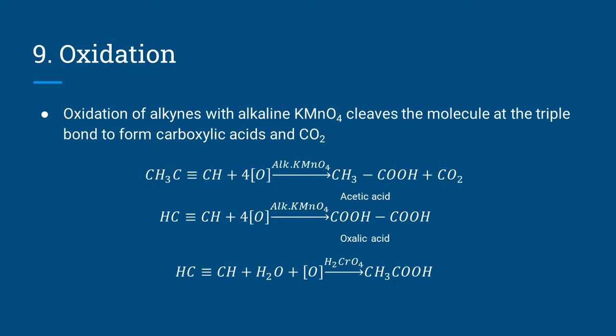Now let us see about oxidation reactions. Alkynes on oxidation with alkaline potassium permanganate give carboxylic acid. Actually, this potassium permanganate cleaves the molecule at the triple bond to form carboxylic acids and carbon dioxide. Say for example, propyne on oxidation with alkaline KMnO4 forms acetic acid. Acetylene will give oxalic acid. The same acetylene in the presence of chromic acid will also give acetic acid as a product.